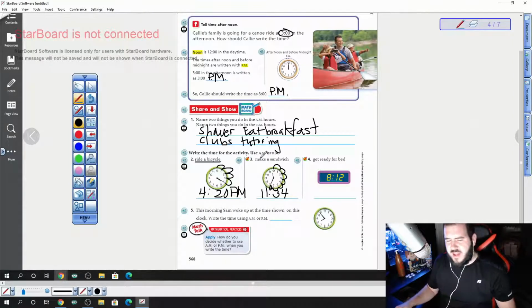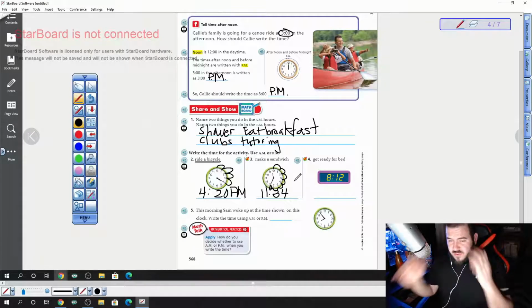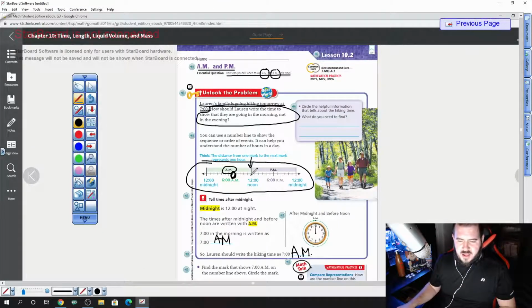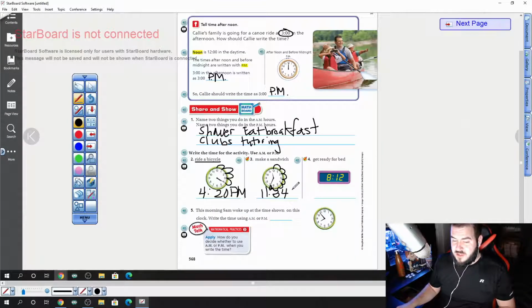And if we're making a sandwich, would we want to do that at 11:34 a.m. or 11:34 p.m.? Okay, we have to think very carefully. If we look back here, will we make it at 11:34 right here, a.m., or 11:34 right before midnight, p.m.? Well, if you're making a sandwich, you're probably not going to be making it at midnight. You should be sleeping. So this is going to be a.m.